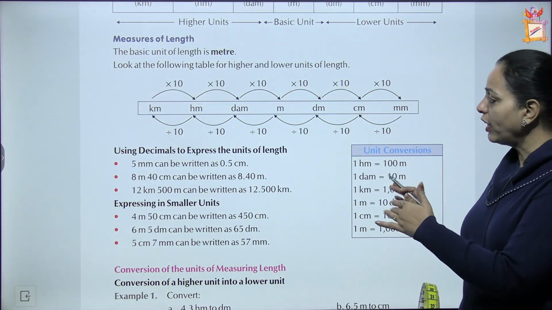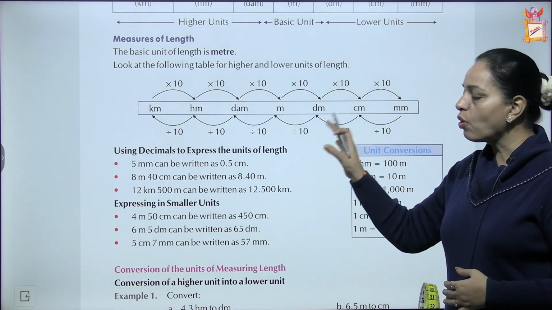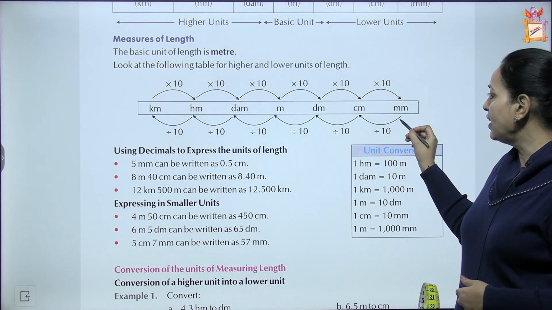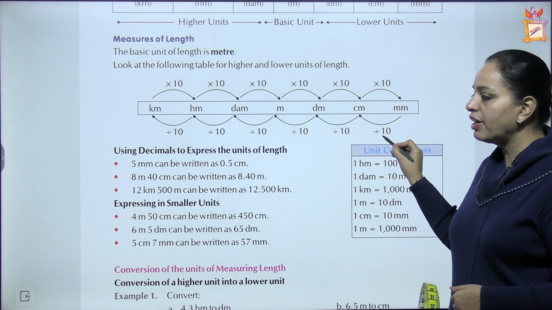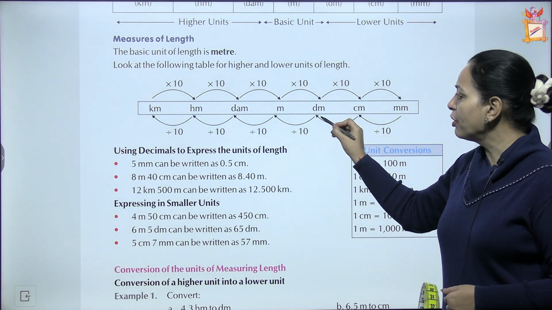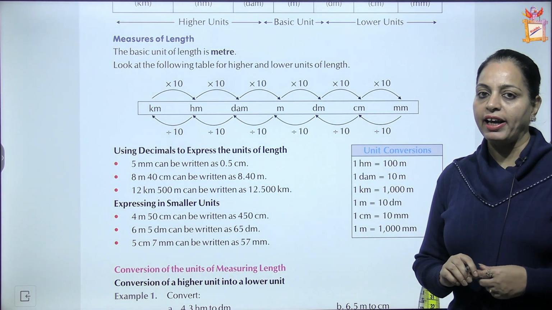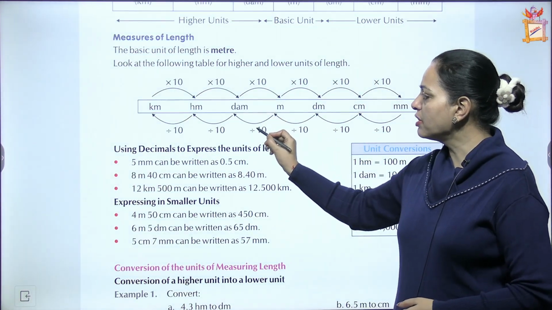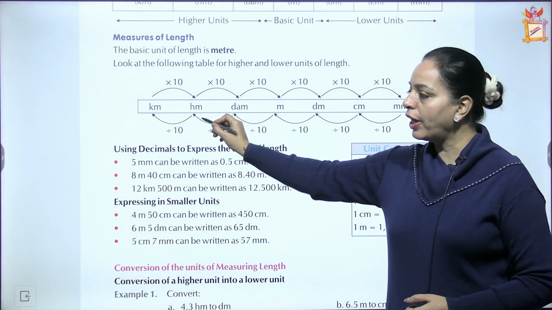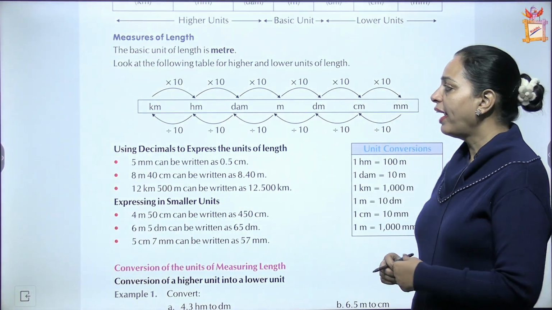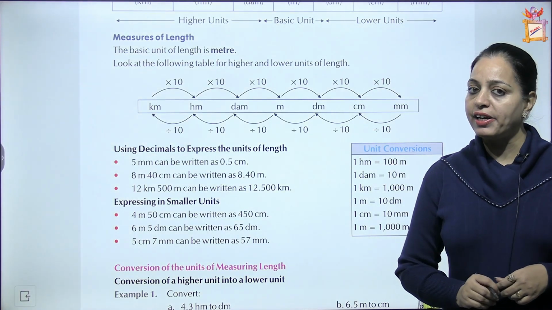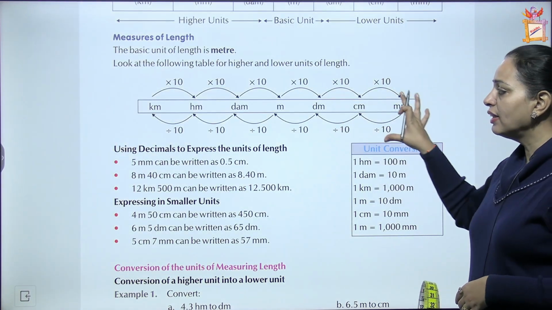But if we are going from smaller to higher, then divide by 10. Millimeter to centimeter, divide by 10. Centimeter to decimeter, divide by 10. Decimeter to meter, divide by 10. Like meter to decameter, divide by 10. Decameter to hectometer, divide by 10. And hectometer to kilometer, divide by 10. So you learn this table.